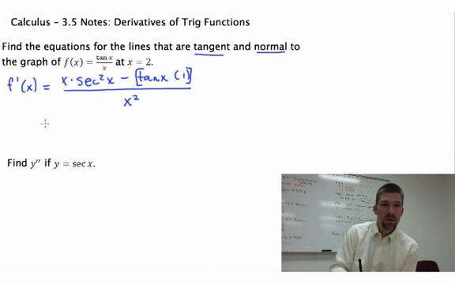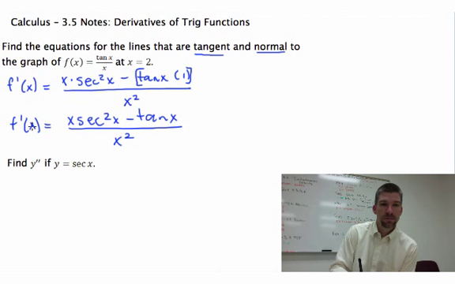Okay? And on the top, I'm going to end up with x secant squared x minus tan x over x squared. This is my derivative of my original function. And so I can also find the slope. Where am I interested in the slope on this particular guy? I'm interested in the slope when x equals 2. So in your calculator now, you're going to have to do a little bit of work. And what we're going to do is put a 2 in to all of these different places.